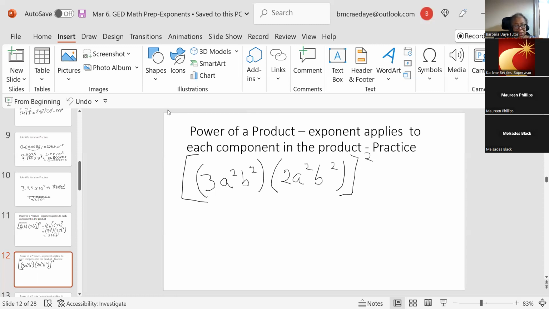So do that one and tell me your answer. What's a double up, miss? That's a product, and I'm raising it to a power. The product is within the brackets. This is a product: 3a to the second, b to the second, times, that's what a product is, right? Multiplication, times 2a to the second, b to the second, all raised to the second power. So that power applies to each one of those products. So I want you to solve that one and tell me what you get as your final answer.